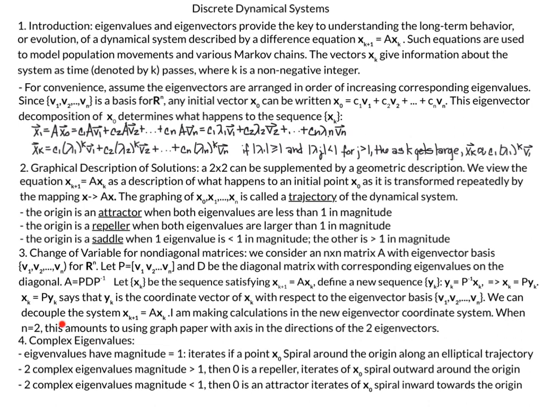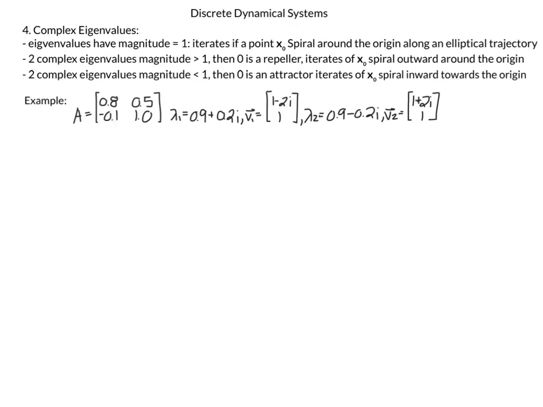Last, we're going to do a quick example of eigenvalues, and we will see that with eigenvalues of magnitude 1, the iterates of the point x0 spiral around the origin in kind of an elliptical trajectory. And if we have two complex eigenvalues, and remember the two complex eigenvalues are going to be complex conjugates, then if their magnitude is greater than 1, 0 is going to be a repeller, and if their magnitude is less than 1, then 0 is the attractor.